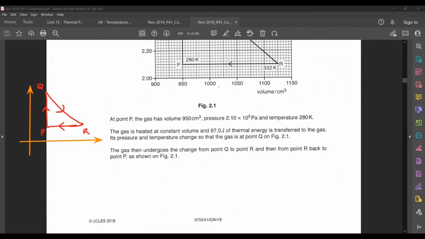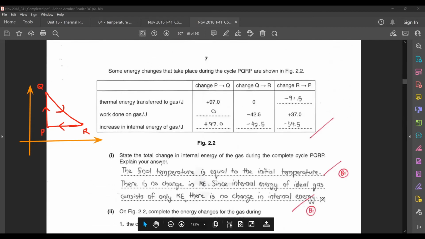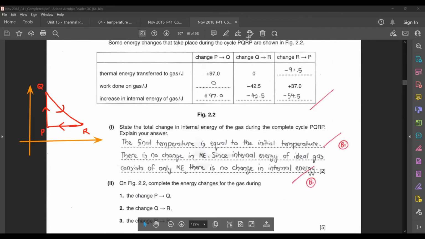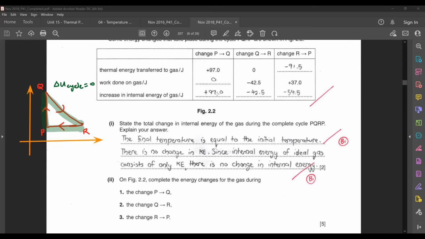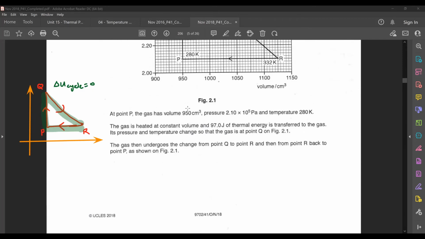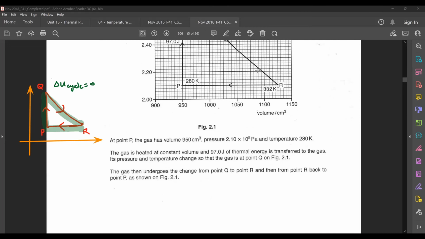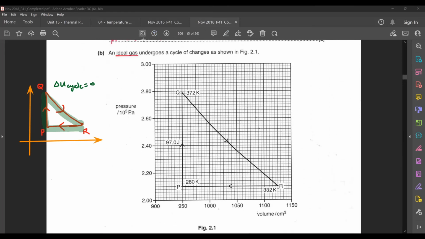They're asking you right now for part 1, why is it that when your gas goes through the whole complete cycle like this one, my change in internal energy of the whole cycle is 0? Explain that. Okay, this one you have to relate to a keyword inside your question. Your question is saying that this gas is an ideal gas. They already told you specifically that this one is an ideal gas. Okay, your keyword is ideal gas here.